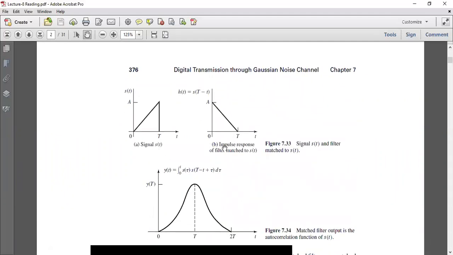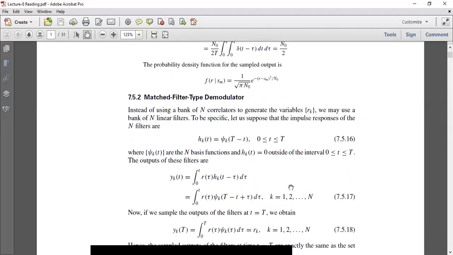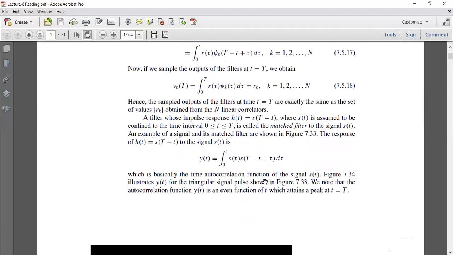So this is a signal, and the matched filter corresponding to this signal is s of T minus t. So the output is y of t equal to the integral of s of tau and s of T minus t plus tau d tau. So if the signal is s of t, then the response at the output of the filter will look like this, which is basically a time autocorrelation function of signal s of t. So the signal is time autocorrelated with the original signal that was transmitted.